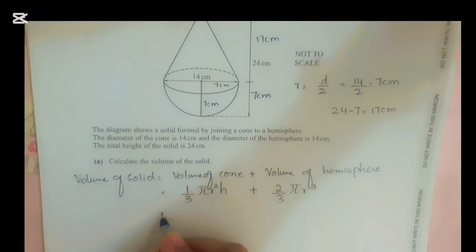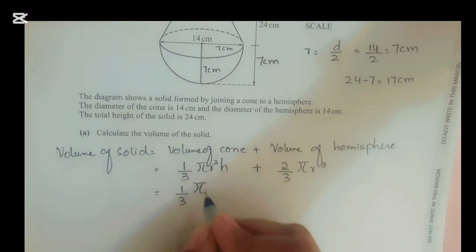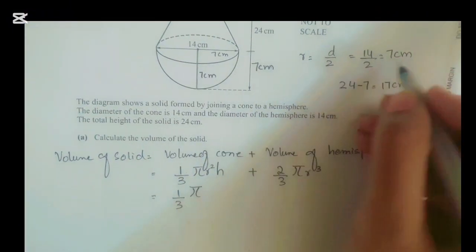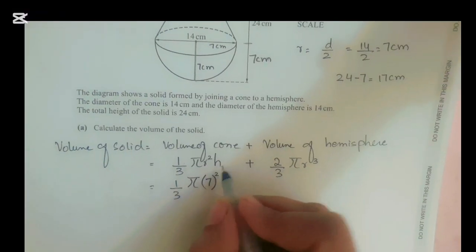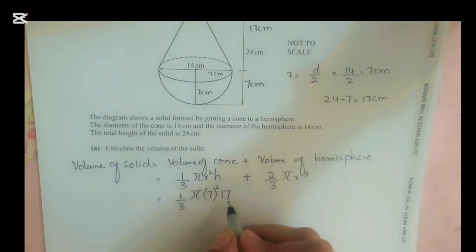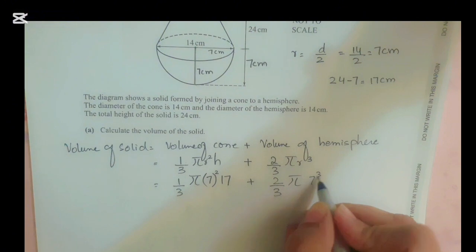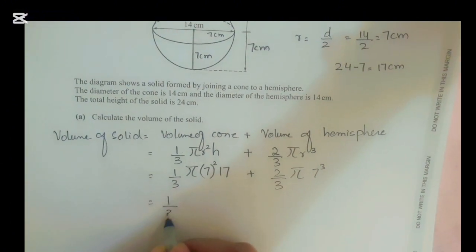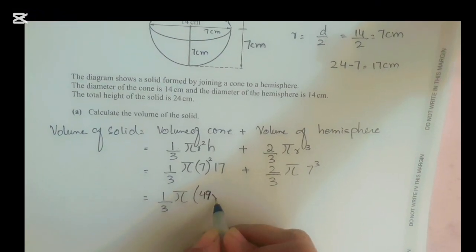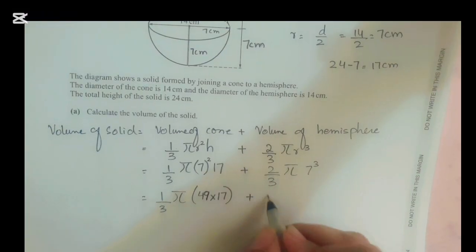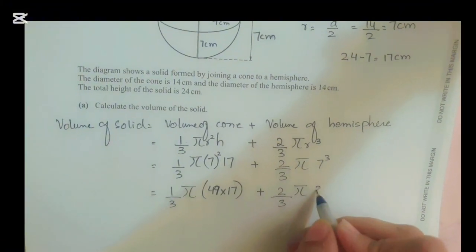Now I am just putting in the values. 1 upon 3 pi, I am writing as it is. What is the radius? We found 7 centimeter. Writing 7 with a square over it, and the height is 17. Plus 2 upon 3, pi as it is, and 7 cube. So 1 upon 3 pi, 7 times 7 is 49, 49 times 17, plus 2 upon 3 pi, 7 cube would be 343.